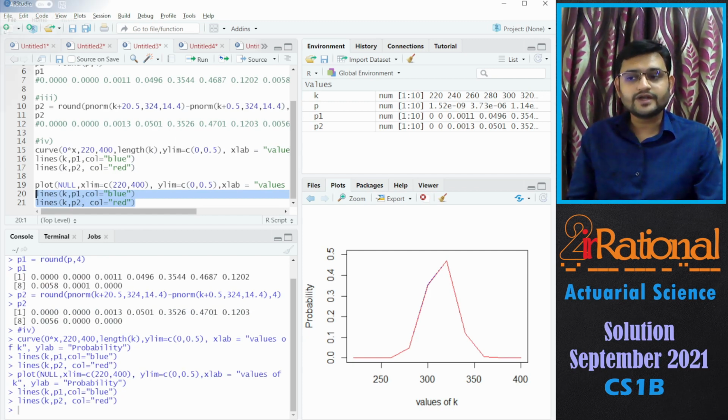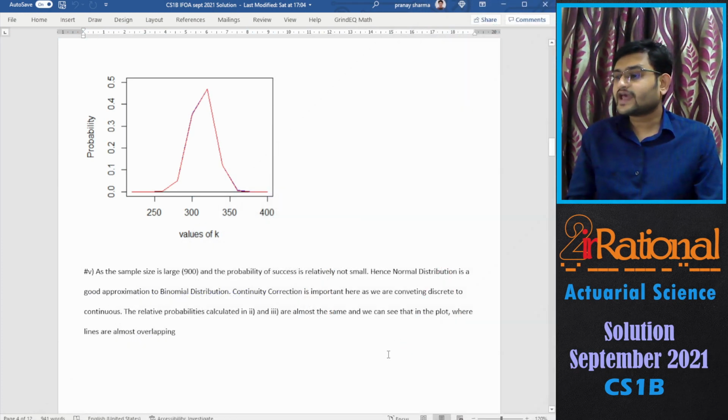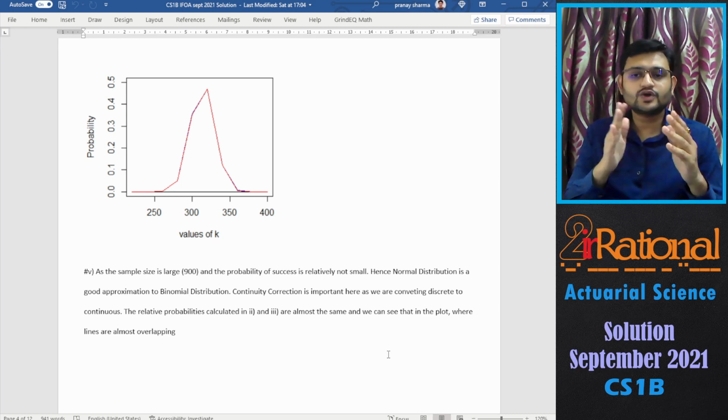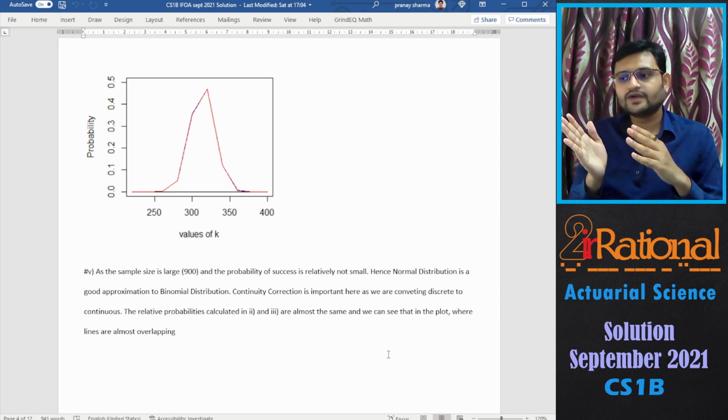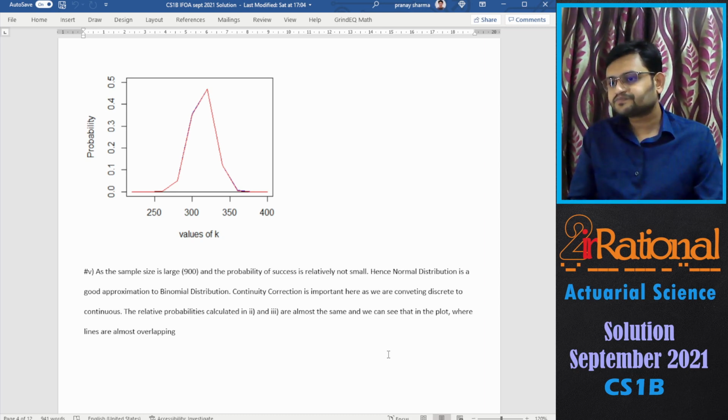Now for the comment, we'll just say as the sample size is large, 900 is a very large sample size, right? The probability of success is relatively not small, because 0.36 is not very small. You can multiply 900 by 0.36 and see that it will definitely be greater than 5. Hence, the normal distribution is a good approximation to the binomial distribution. Continuity correction is important here as we are converting discrete to continuous.